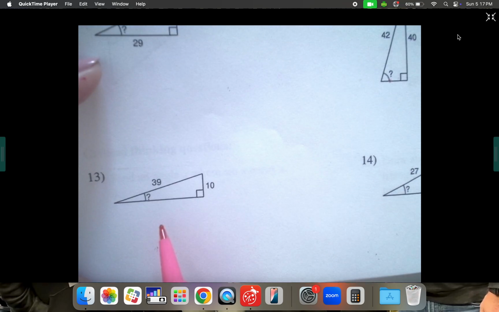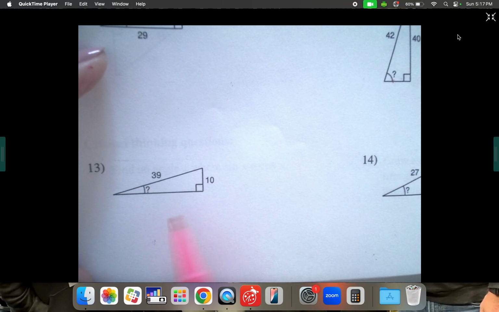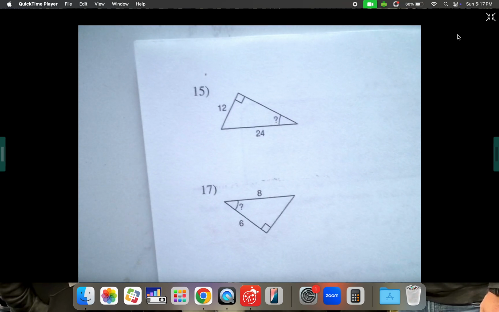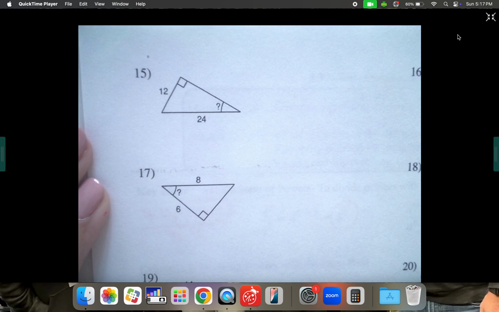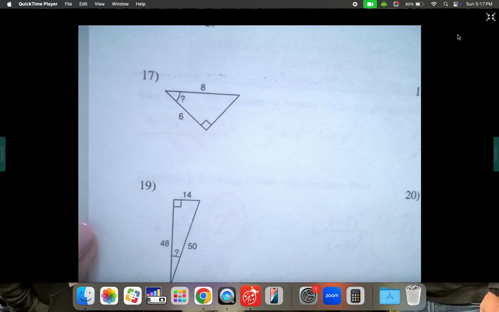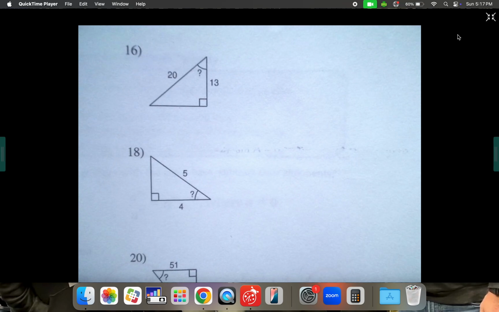Let's see. 13 would also be sine. 14 would also be sine. Let's turn the page. Let's see if we have any cosines here. So 15, I think, is still sine. 16. Let's look at 16. 17 is too. Let's do 16 and 18.